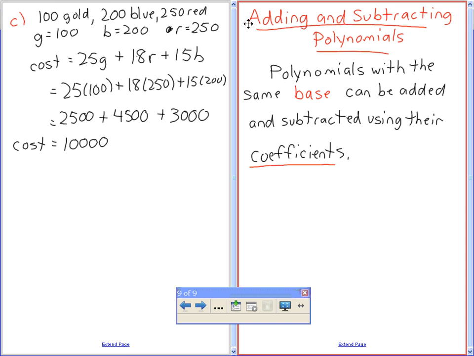So it says polynomials with the same base can be added and subtracted using their coefficients. What was the base from yesterday? Whole number. It's sort of not the whole number. It's going to be like the variable part, that's what we're going to say. So if I say 3x squared, this is your base, this is your coefficient.